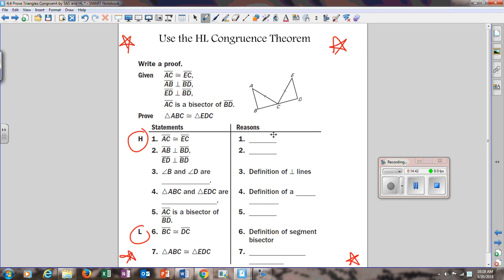Okay, AC is congruent to EC. How do we know that? It's given. AB is perpendicular to BD, and ED is perpendicular to BD. And that's also given. Then we know angle B and angle D are right angles.